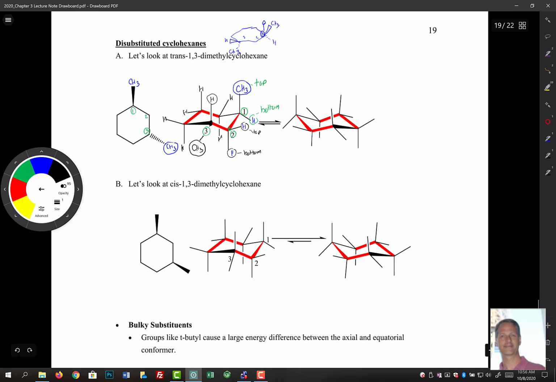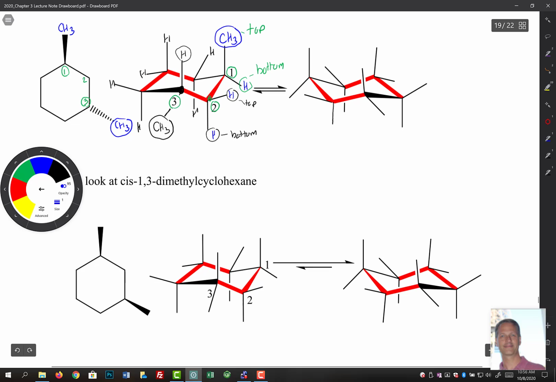Now when we do our chair-chair interconversion, remember, sometimes these are called chair flips, but when I think of flip, I think of flipping a pancake. So an interconversion, to me, is more descriptive. What that means is that the number 1 position is going to be right here. So it's really important to recognize that.